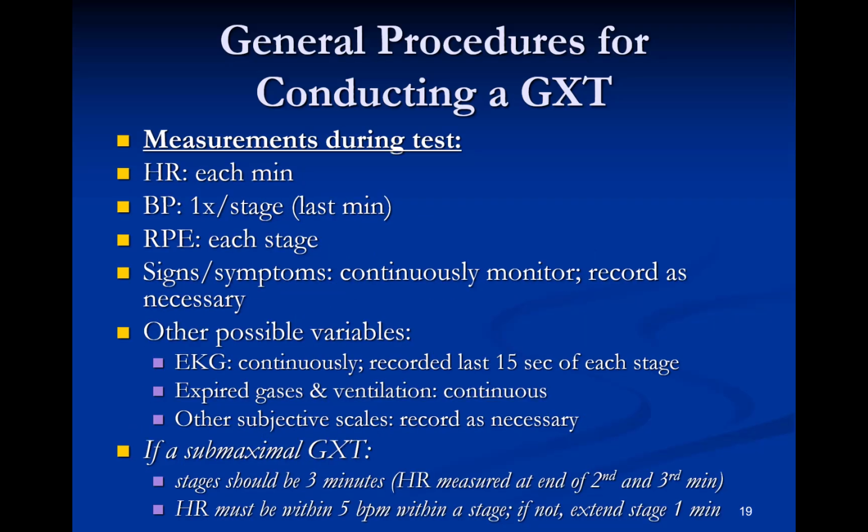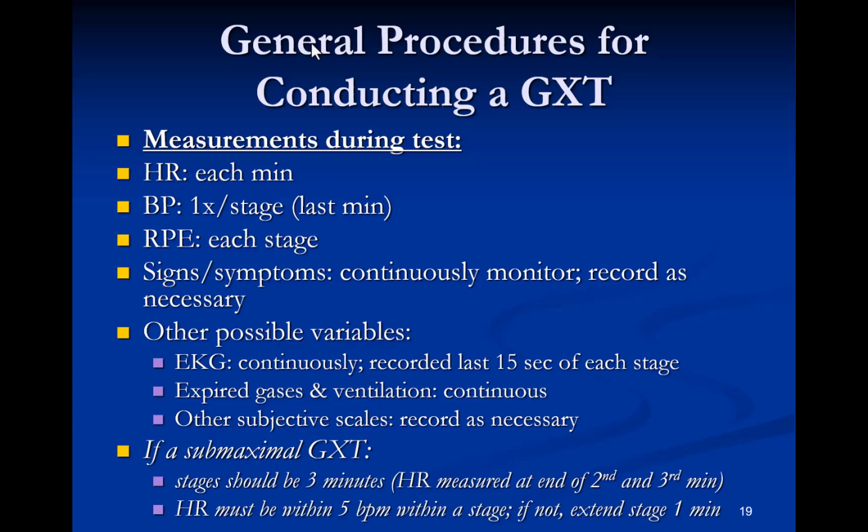And during the test, this is probably the most important. You want to get a heart rate every minute, blood pressure at least one time per stage, generally towards the last part of the stage, so I always say during the last minute. RPE, you want to get every stage, but personally I like to get it every minute because it gives you a better idea of how the person's feeling. Constantly monitoring the signs, symptoms, as we discussed. Other possible variables like EKG, expired gases, etc. Then these are only if you're going to measure those.